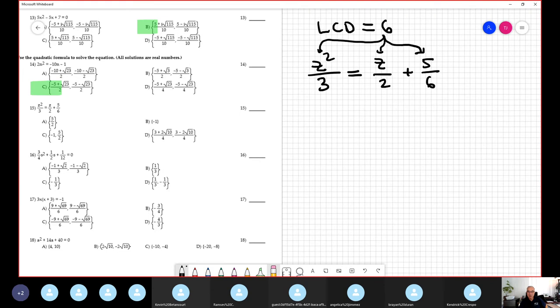When you multiply, 6 divided by 3 is 2, so 2c squared. 6 divided by 2 is 3, so 3c. And 6 divided by 6 is 1, so 5. And this is my new equation that, by the way, is equivalent to the original. This and this are the same, expressed in a different, more elegant way. But it's not standard. To be standard, you move everything to the left.